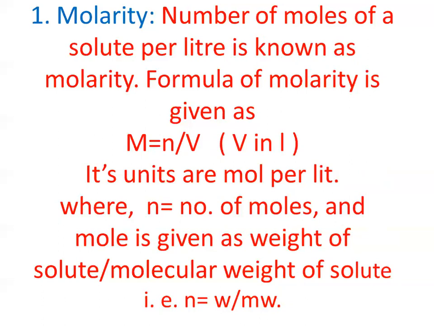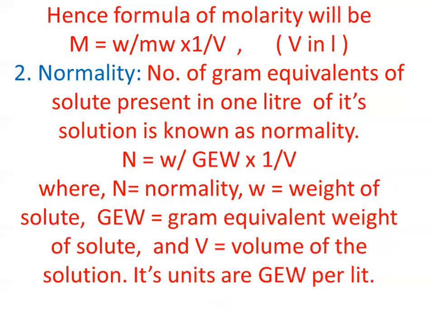What is n? Number of moles. What is W? Weight of solute. And mW means molecular weight of solute. Weight divided by molecular weight will give you number of moles, and number of moles per liter is called molarity. Therefore, if you substitute that, we get the new formula. The formula is modified as M is equal to W by mW into 1 by V. W means weight of solute, mW means molecular weight, V is volume in liters.